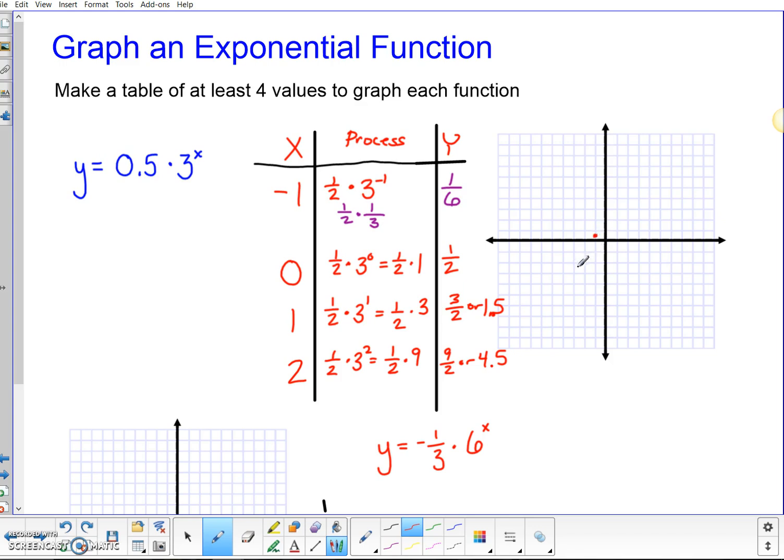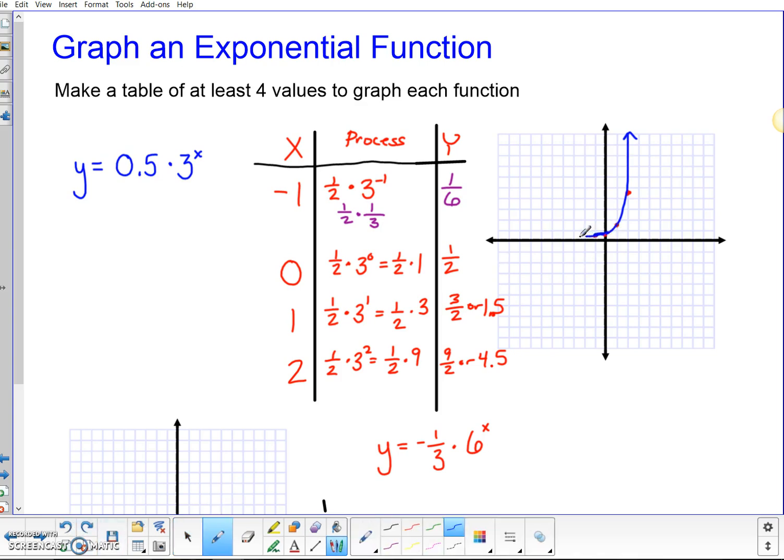So just try to make it above 0 but not quite at 1 yet. 0 for x gives me half for y, so that has to be slightly higher. 1 gives me 1.5. And 2 gives me 4.5. So you can see how quickly this function grew from really small to shooting up. When you draw it, think of a curve, a swoosh, that never quite touches the x-axis.